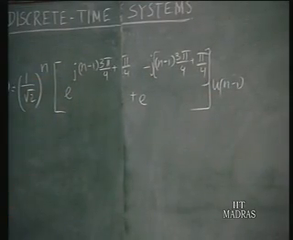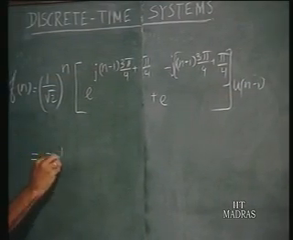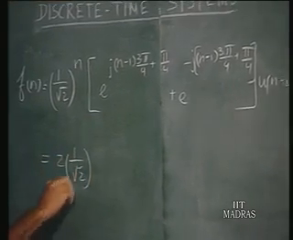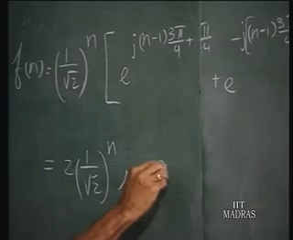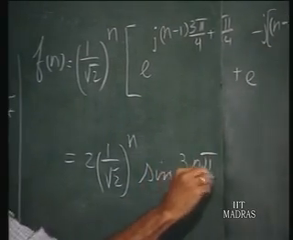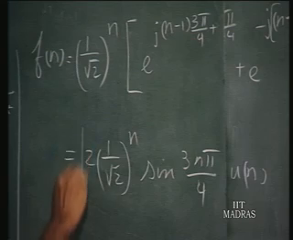And again this entire thing can be simplified and put in the alternative form: 2 times 1 by root 2 to the power of n, sine 3n pi by 4, u of n. This is the final answer.